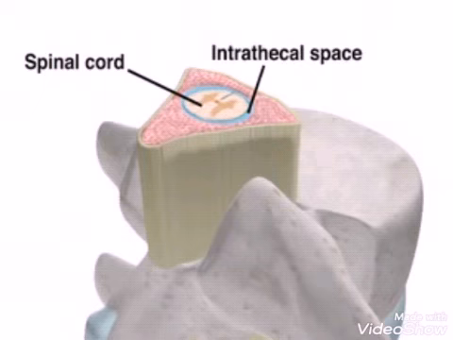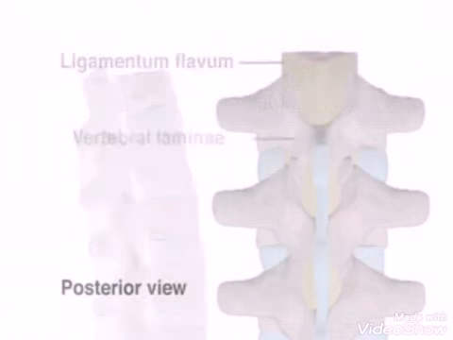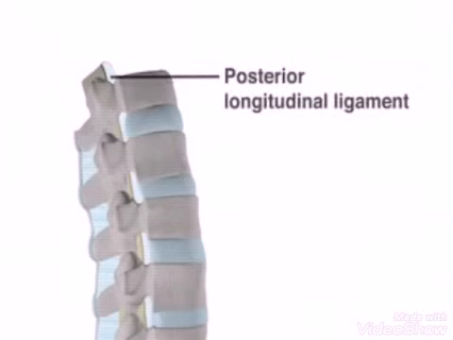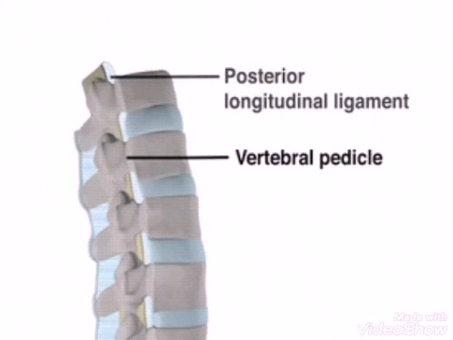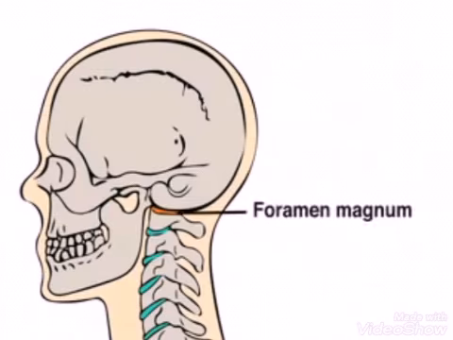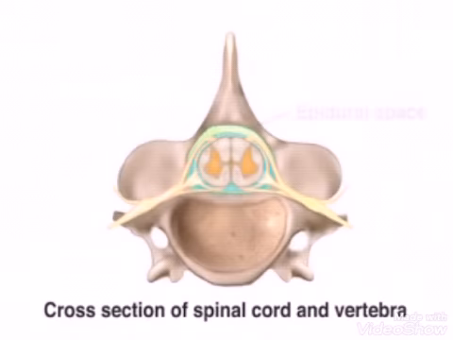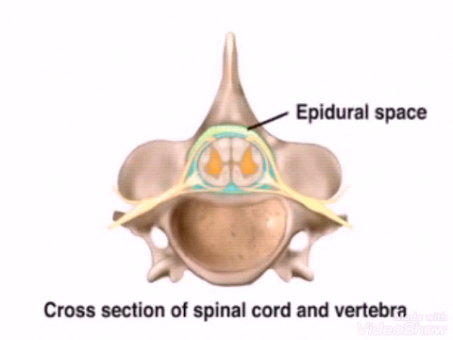The epidural space is bordered posteriorly by the ligamentum flavum and vertebral laminae, anteriorly by the posterior longitudinal ligament, laterally by the vertebral pedicles and intervertebral foramina, superiorly by the foramen magnum at the base of the skull, and inferiorly by the sacrococcygeal membrane. The epidural space contains fat, lymphatics, veins, and the nerve roots that traverse it. There is no free fluid in the epidural space.